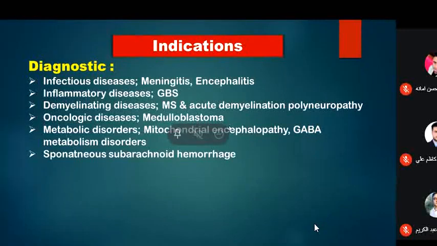Xanthochromia, called xanthochromia because it is bloody. We introduce the needle in the subarachnoid space, so because there is hemorrhage, it will be bloody CSF, called xanthochromia. Benign intracranial hypertension may be diagnostic and maybe therapeutic.